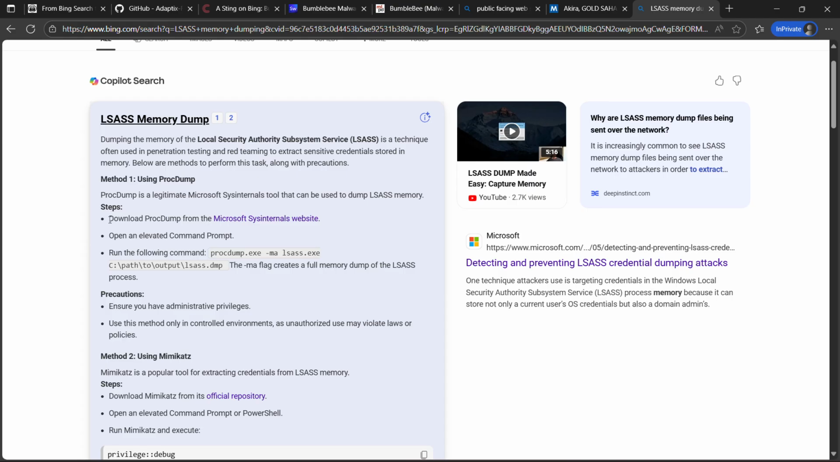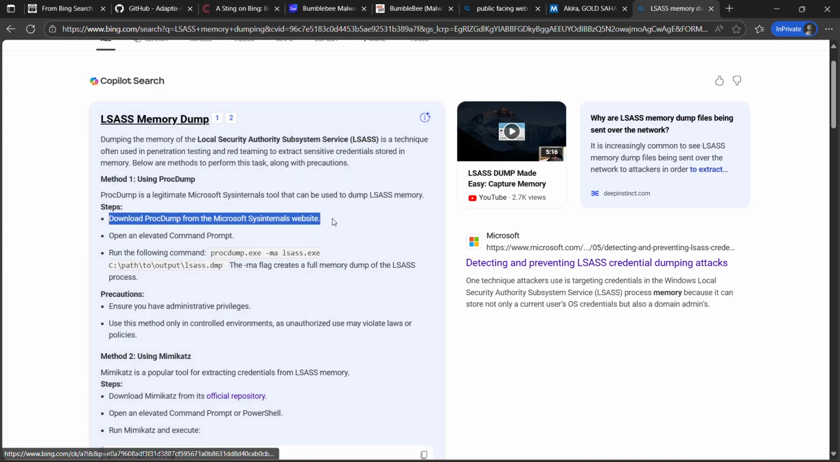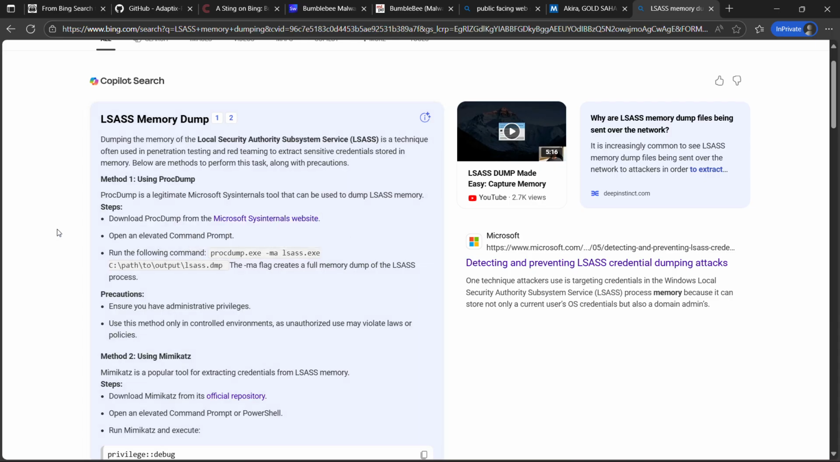Steps. Download ProcDump from Microsoft's Sysinternals website. That's it. Open an elevated command prompt. Run the following command: procdump ... lsass.exe. And this is it. This one contains the memory.